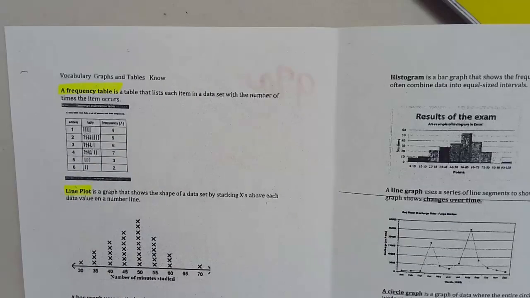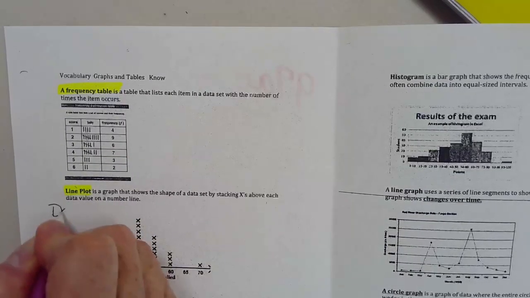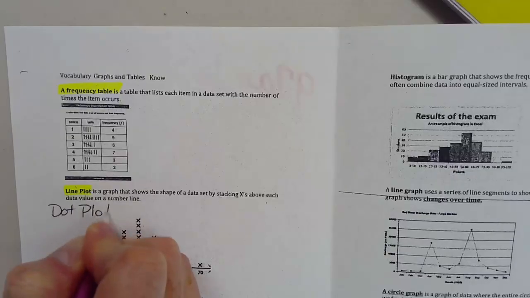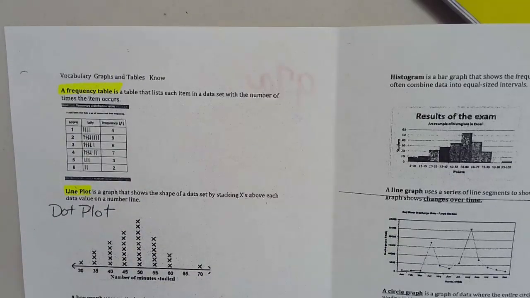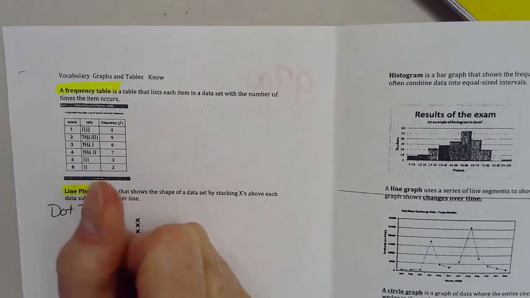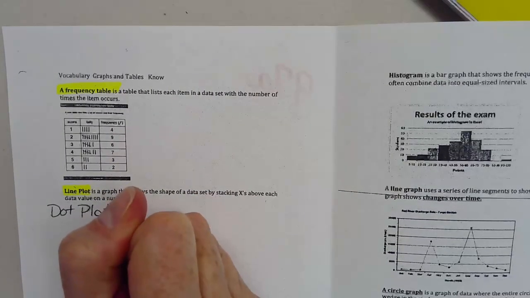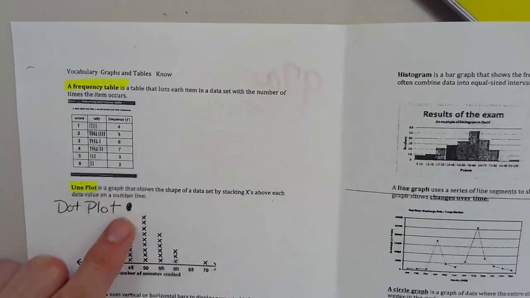Line plot. Give me another name for line plot. Raise your hand if you can tell me what's another name for line plot. Mario. It's a dot plot. What's the difference besides the name? How does it look different? Raise your hand if you can tell me what makes it look different. It's going to be what? Circles on top of it. Yeah. Use those dots. That's why I call it a dot plot. So you would use those dots.